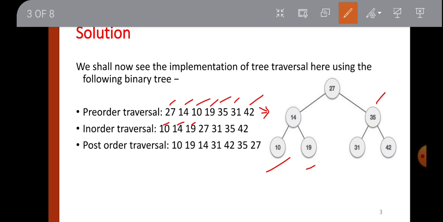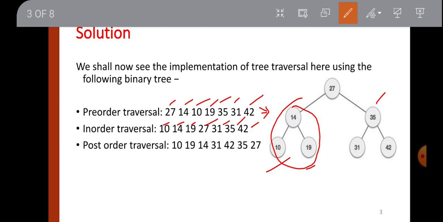After completion of the entire left subtree, we are moving to the root node. The root node is 27. After 27, we are going to the right side tree. In the right side tree, the parent node is 35. It has two children, 31 and 42. So 31, the left subtree, is placed, followed by the root node, that is 35, then followed by the right subtree, 42. So this is the traversal sequence for in-order traversal for our given problem statement.